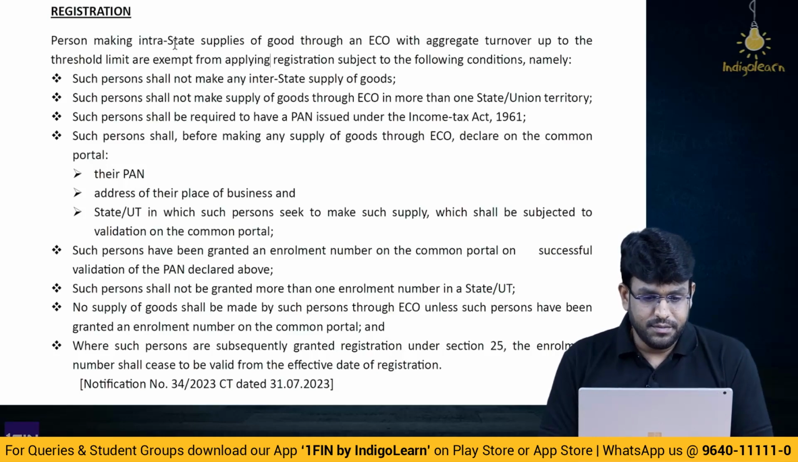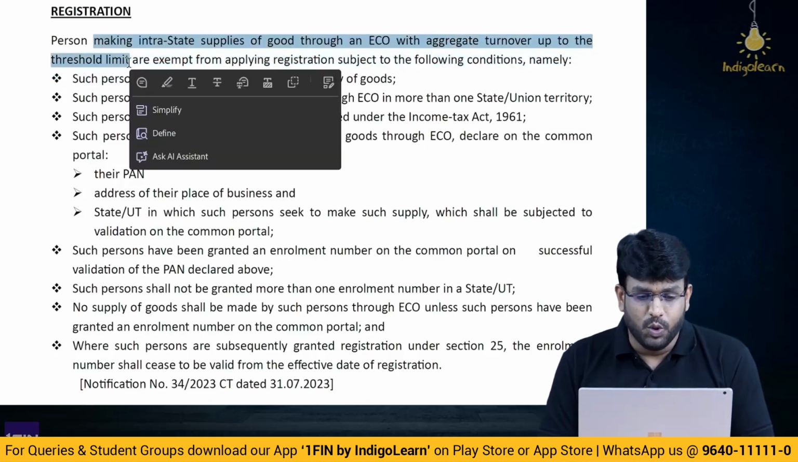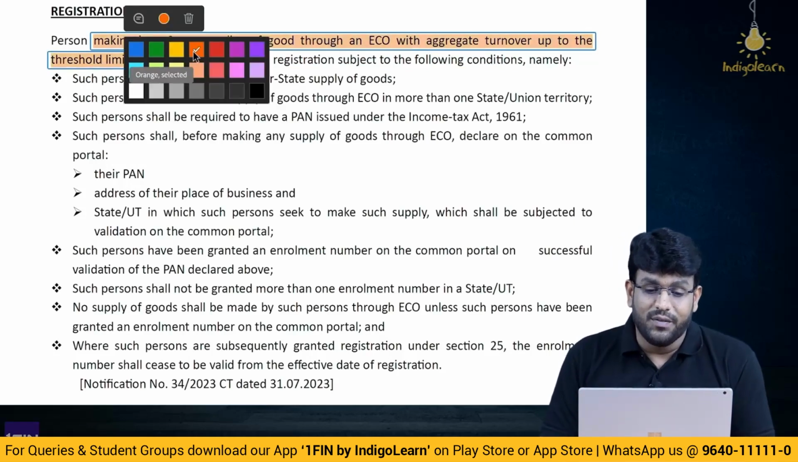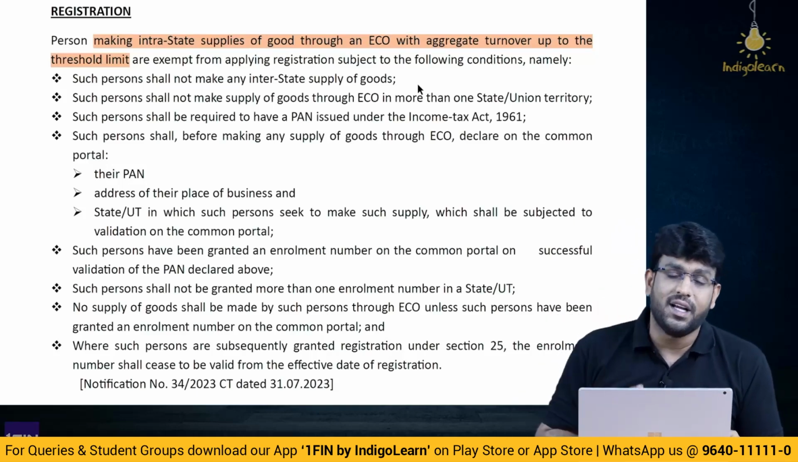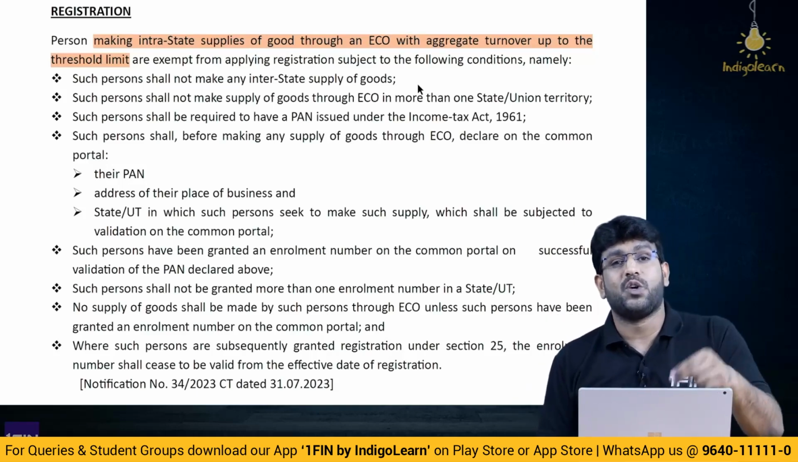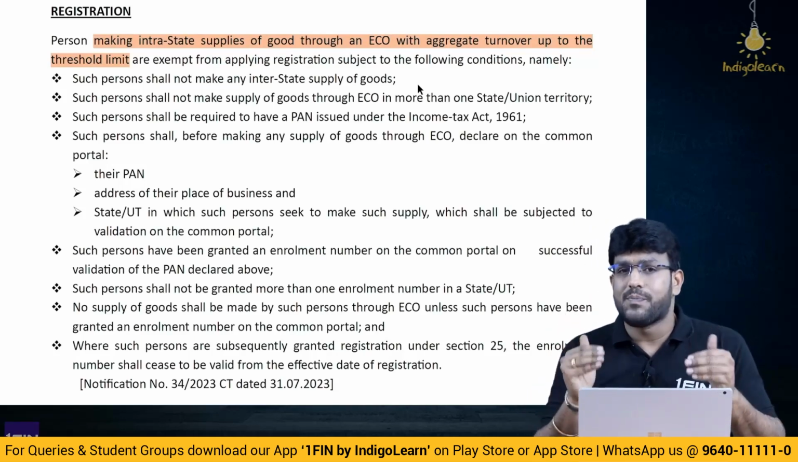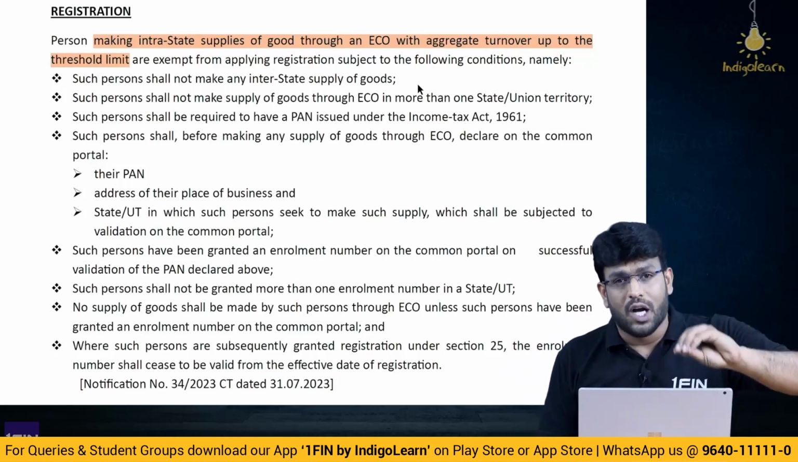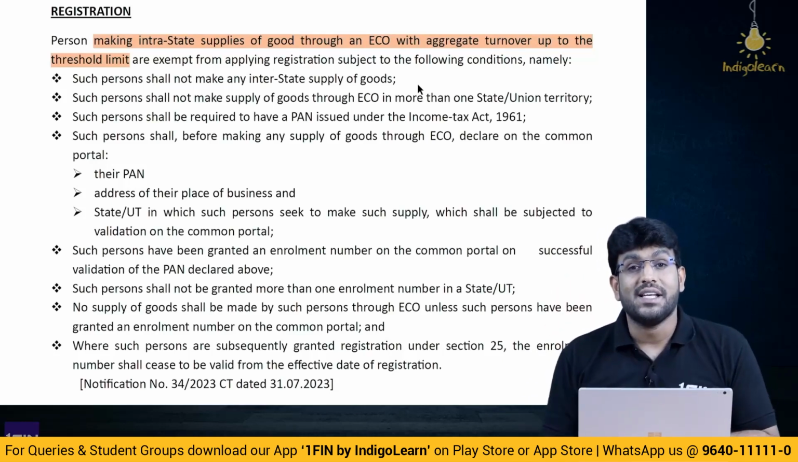First point. Persons making intrastate supplies of goods through e-commerce operator with aggregate turnover up to threshold limit. Friends, logic of this point is very simple. Earlier, there was one point which clearly said that if a person is supplying goods through e-commerce operator, registration is mandatory. But now they have specified that if a person is supplying goods through e-commerce operator, registration is not required unless you cross threshold limit, provided some conditions are satisfied.